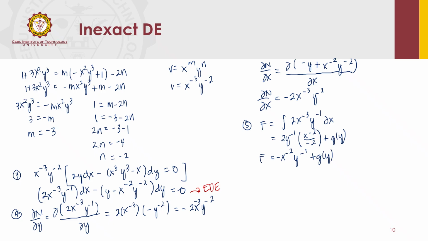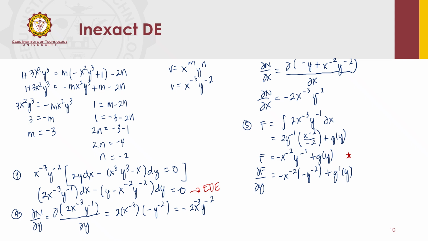So we'll just leave it here, we'll go back to it later. And then we're going to partially differentiate this with respect to x, or rather to y, sorry, not to x. To y. So x is the variable, is a constant, rather. So it's negative x to the negative 2 times negative y to the negative 2 for the derivative of y to the negative 1, and then plus g prime of y. And we're going to equate this to N, which is negative.